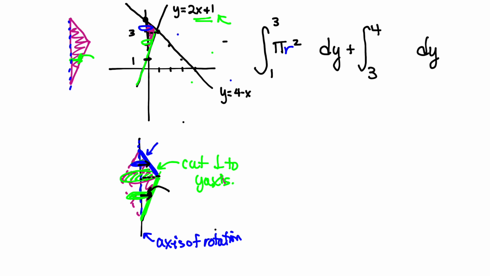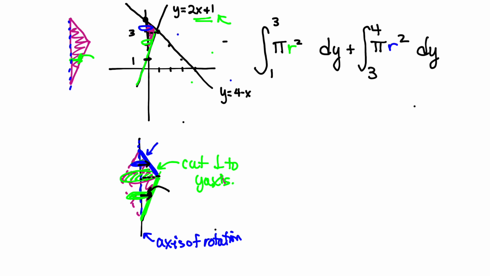Nope, Tina, you did that wrong. Try that again. The bottom is 1 to 3, so those are my green circles down the bottom. And then the top is 3 to 4, and those are my blue circles.